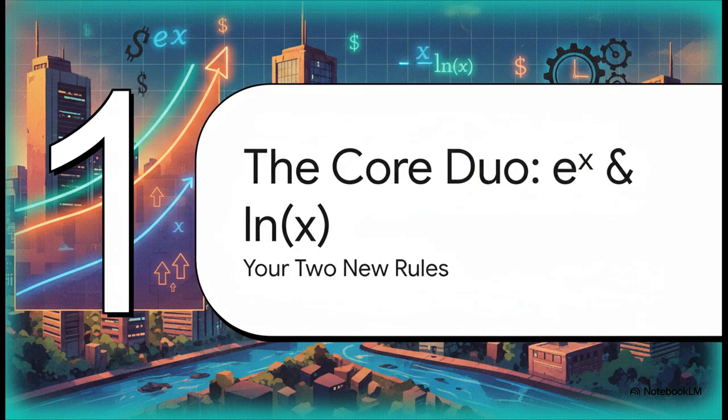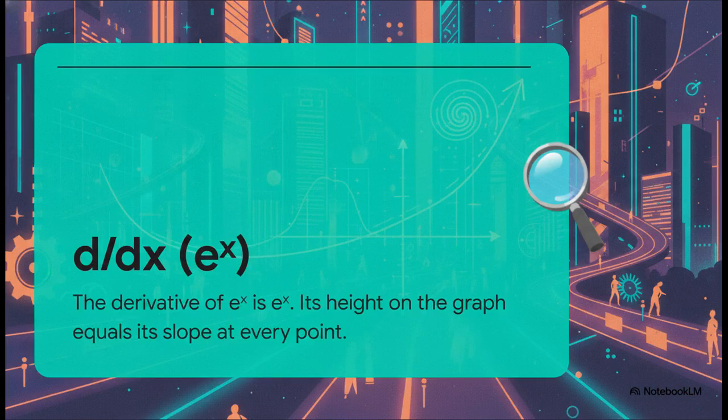All right, let's dive into our first topic, what I'm calling the core duo. We are about to add 2 foundational must-know rules to our arsenal. They're all about the natural exponential and natural logarithm functions. And trust me, these 2 are the key to everything else we're going to do today. And this first rule is, well, it's kind of magical, honestly. The number e is just special. It's the one and only base where the function's derivative is just itself.